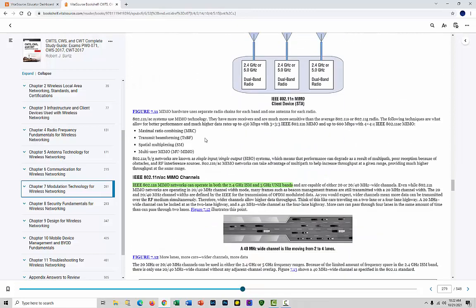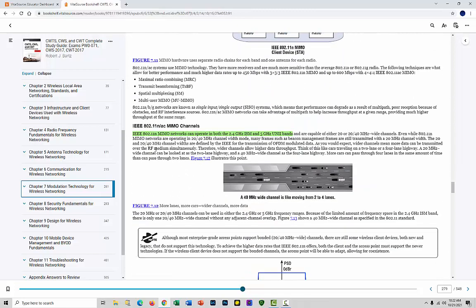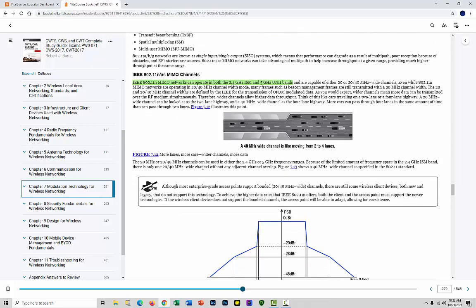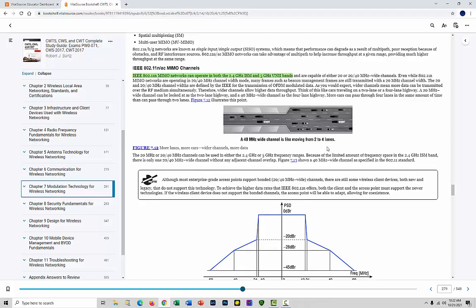Different access points. I'm going to skip some of this because I said I'd keep this brief. MIMO channels, it talks about either having a 20 megahertz or 40 megahertz channel, and it gives you a pretty good example. With the wider channel, there's more communication that can go on it.